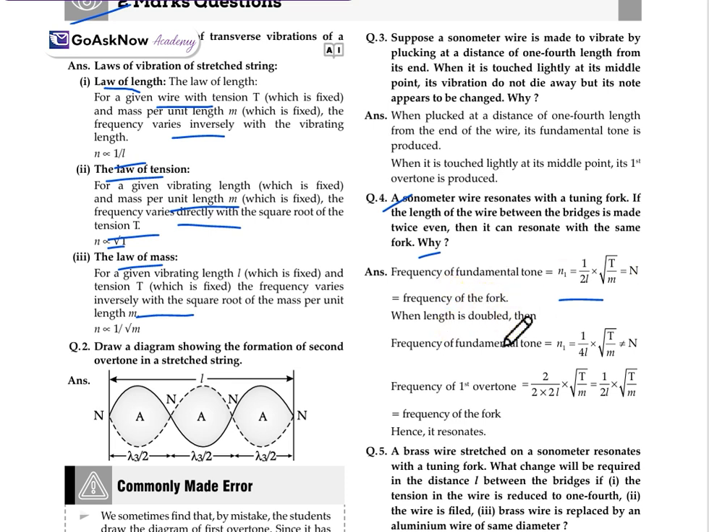When the length is doubled, the frequency of the fundamental tone will be n1 = 1/4L times the square root of T/m, which is not equal to n. Here it was equal to n, but when the length got doubled, it's not equal to n. So for the first overtone, 2/(2 times 2L) times the square root of T/m, which is equal to 1/2L times the square root of T/m. This is equal to the frequency of the fork, and hence it resonates as well.